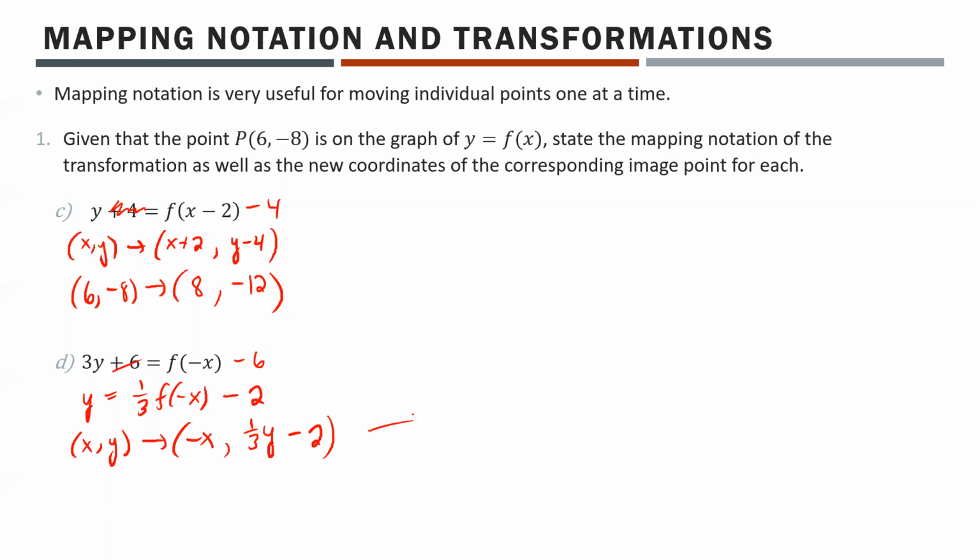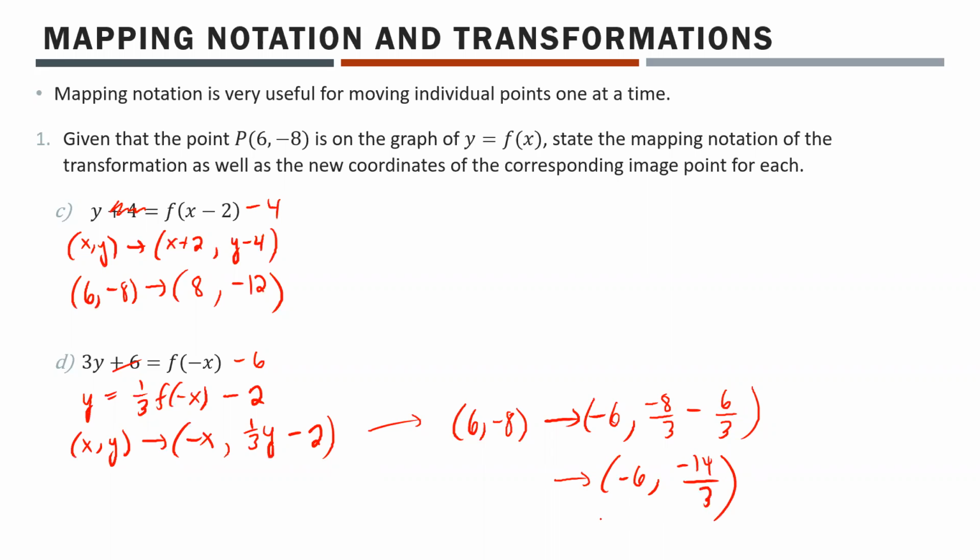Awesome. I'm running a little bit out of room here, so I'll do this over here now. 6, negative 8. That's going to become negative 6, negative 6. Whew, and then this one's tough. 1/3 times y, so 1/3 times negative 8, well, that would be negative 8/3. And then minus 2, just for fun, remember, the only way to subtract fractions is to have a common denominator. So I'm going to write that as minus 6/3. So this will clean up to negative 6. And then negative 8 minus 6, so that would be negative 14/3. And there it is. That's where that point has moved.